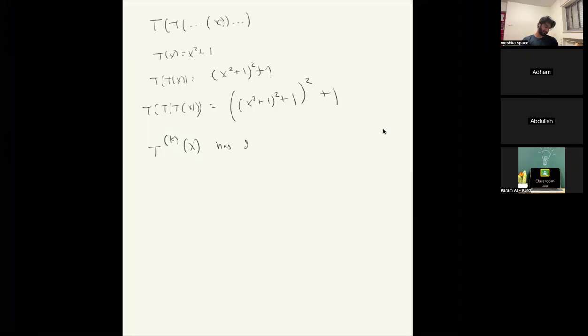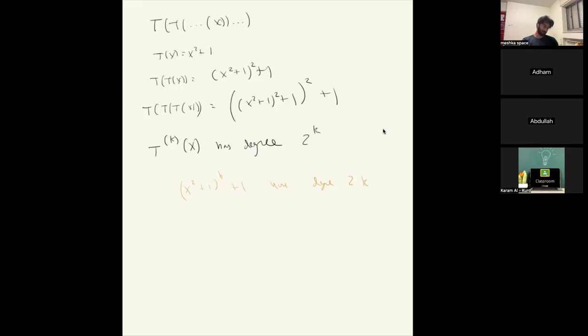This has degree, what is the degree? It squares each time, right? So it doubles each time. So it's degree 2 to the k. And for comparison, X squared plus 1 to the k plus 1 has degree 2 times k, much smaller, right? So these solutions are insanely big polynomials. Its degree is 2 to the k. But they work, okay? Actually, let's think about it. Are these in the even case or the odd case?